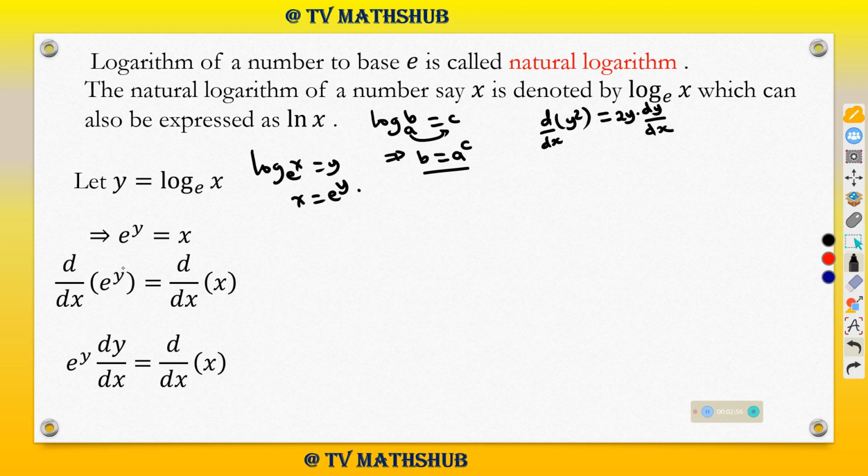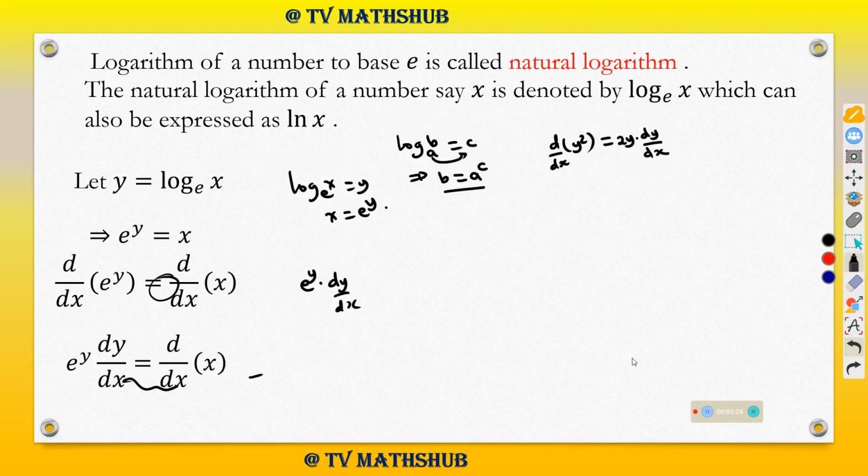We shall be differentiating e to the power y with respect to x. So when you differentiate e to the power y, you get e to the power y. But because we are differentiating this function of y with respect to x, we shall put there dy/dx, and that's why we have this statement here. So this is e to the power y dy/dx, which is the same as d/dx of x.